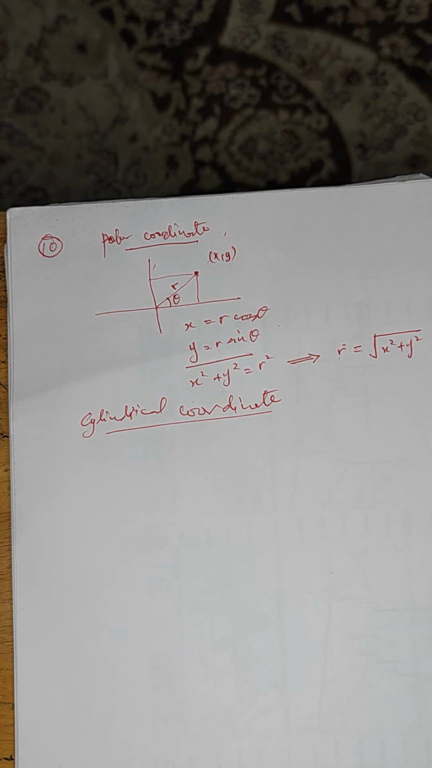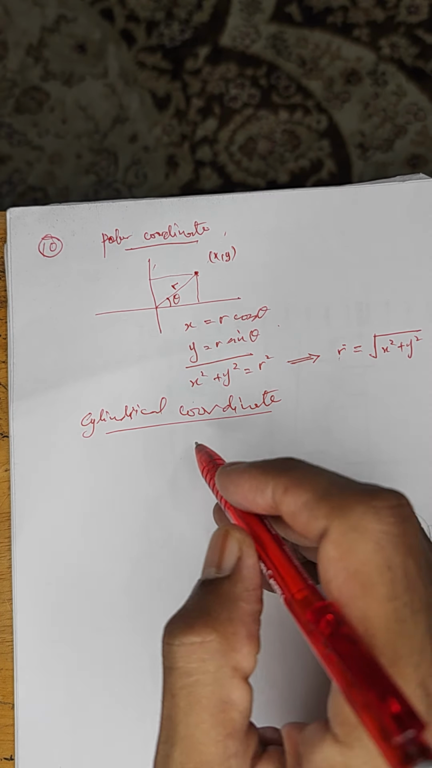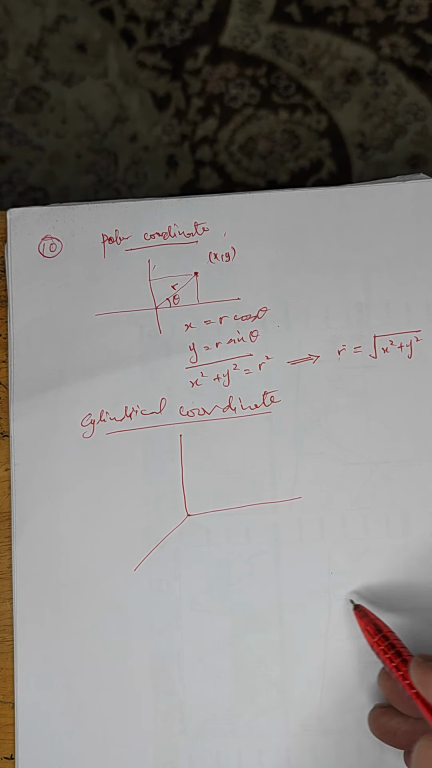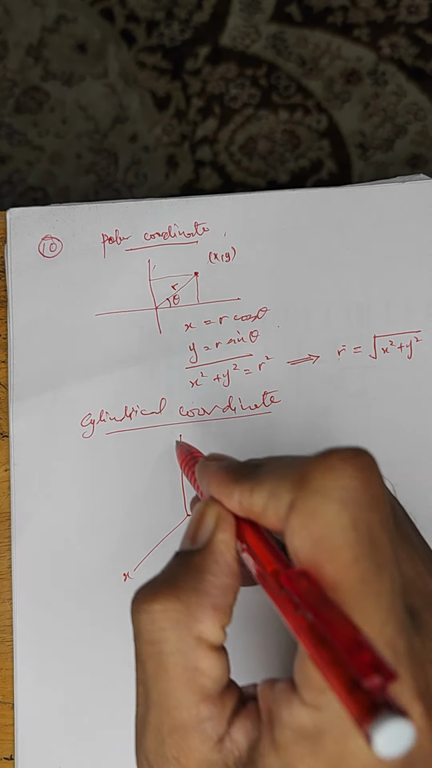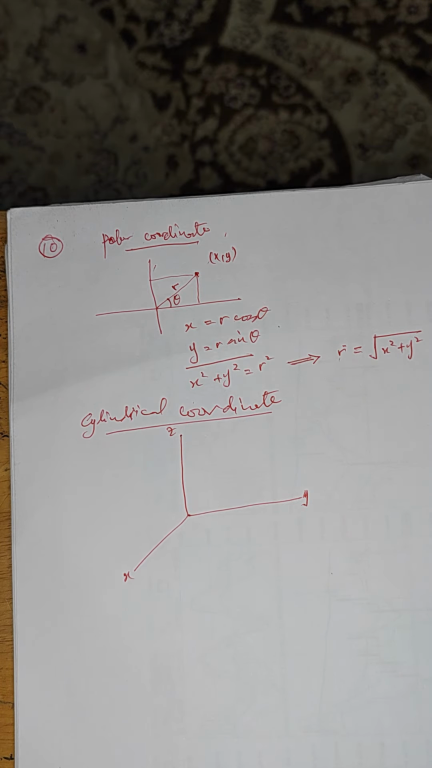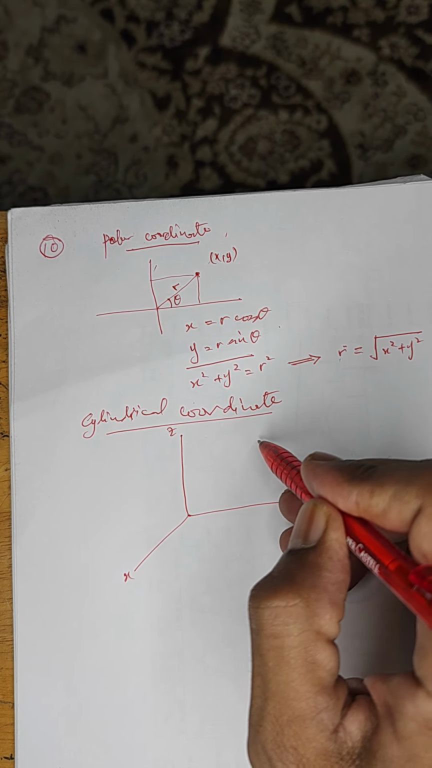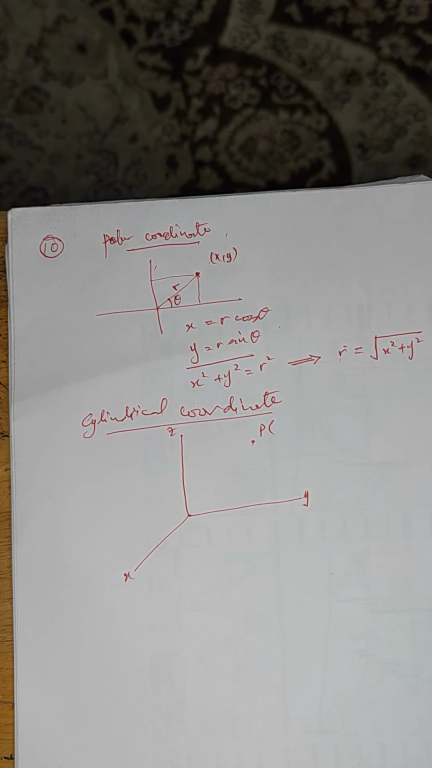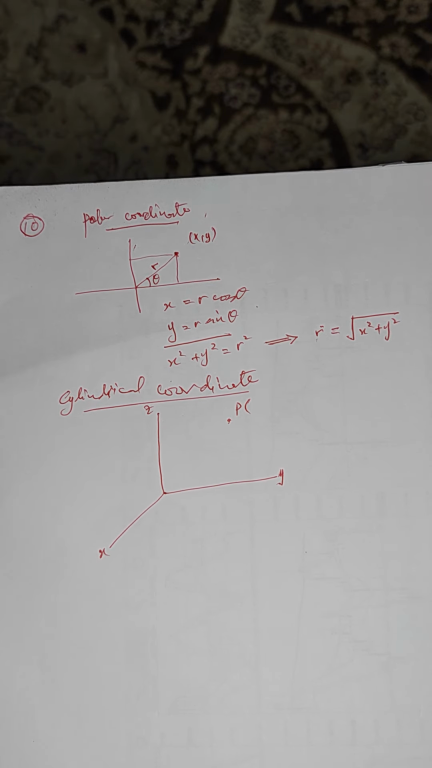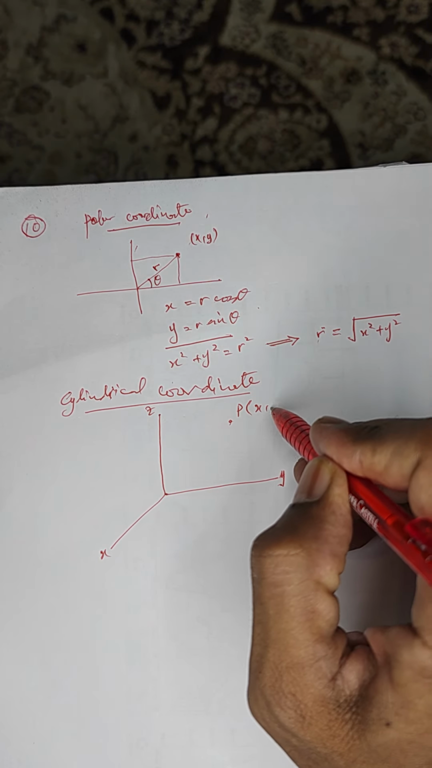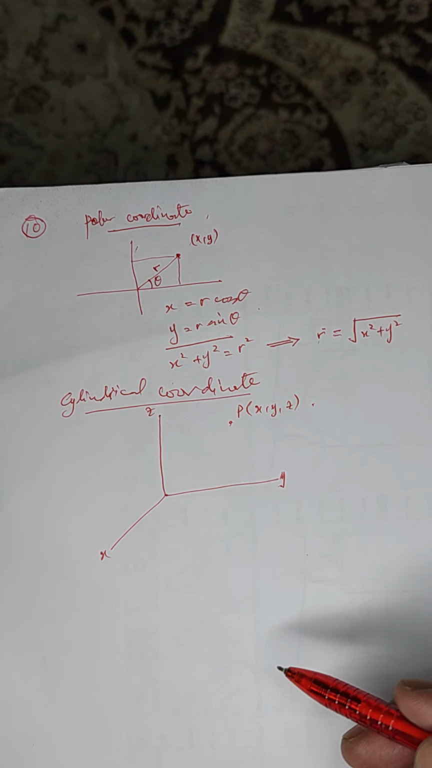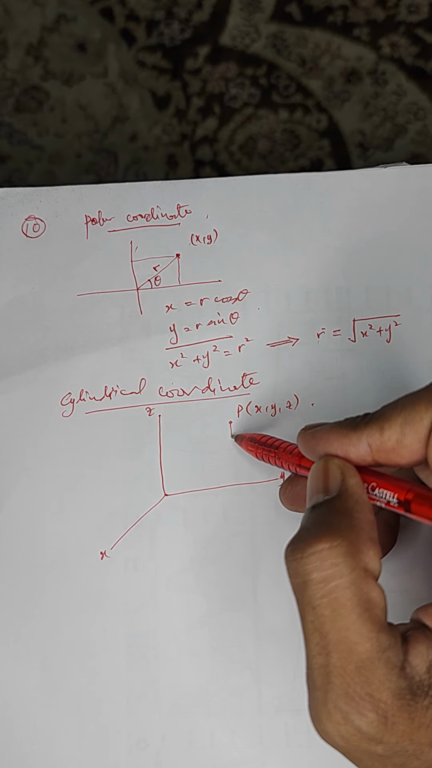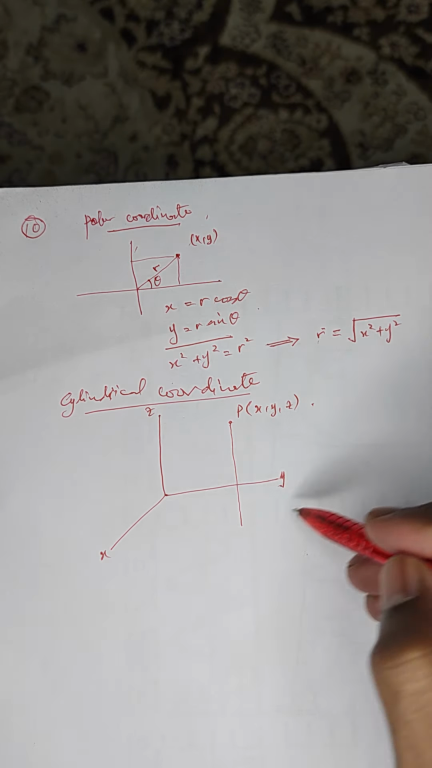For the cylindrical coordinate, in 3 dimensions we have x, y, z, and let's say we have a point somewhere here, P, which we represent as x, y, z. If you have x, y, z, you can project that onto the xy plane.